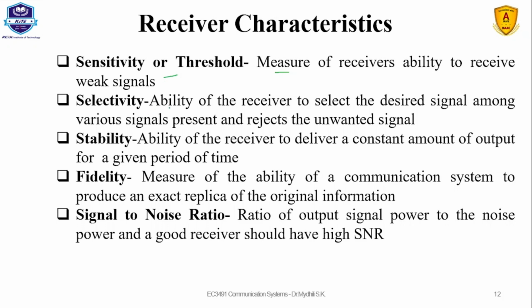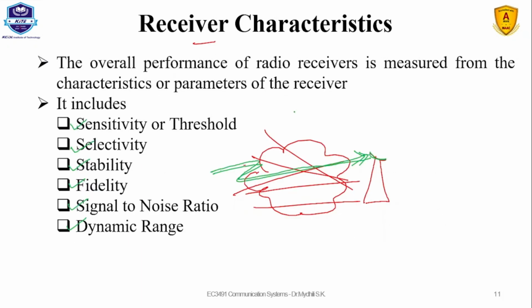What is selectivity? It is the ability of the receiver to select the desired signal among the various signals present and reject the unwanted signals. Similarly here, if all these red signals are unwanted signals, the green signal is the only signal to be picked by the receiver. So though n number of signals are present at the channel, the receiver must be able to select particularly this green signal among all the signals present here. That is called selectivity.